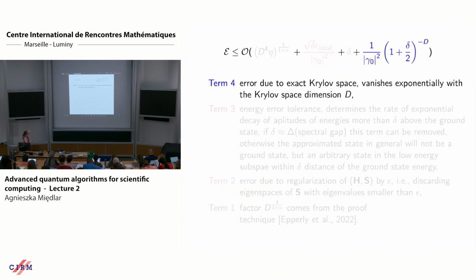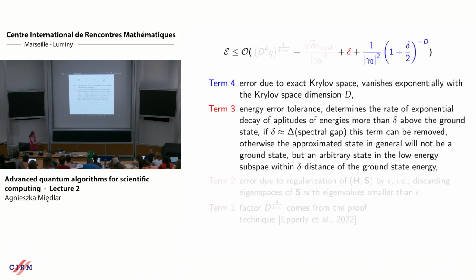So the error is proportional to this quantity. If you look at those quantities, I want to start with the last component. It's the error due to exact Krylov space. So it vanishes exponentially with the Krylov space dimension. That's the classical result that we want to achieve. Since we assume that the space is the same, we want to get this exponential dependence on the convergence rate.